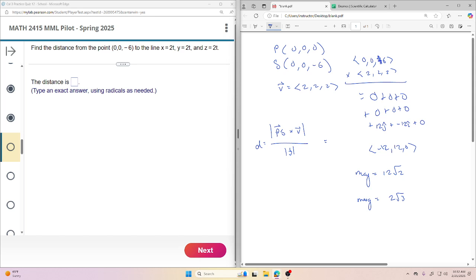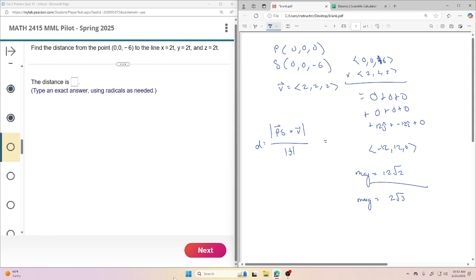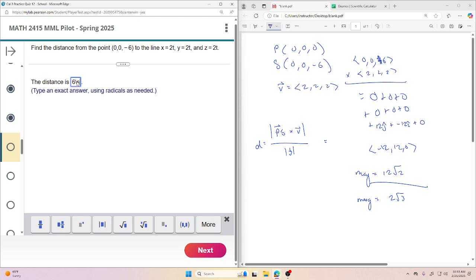I'm just trying to make it fun because we're here now in calculus. So that would be my answer. It says use radicals as needed. So 6 square root 2 over square root 3? And if they don't accept this, I'll be very angry because I don't want to simplify that. We don't want to do that, not at this point.